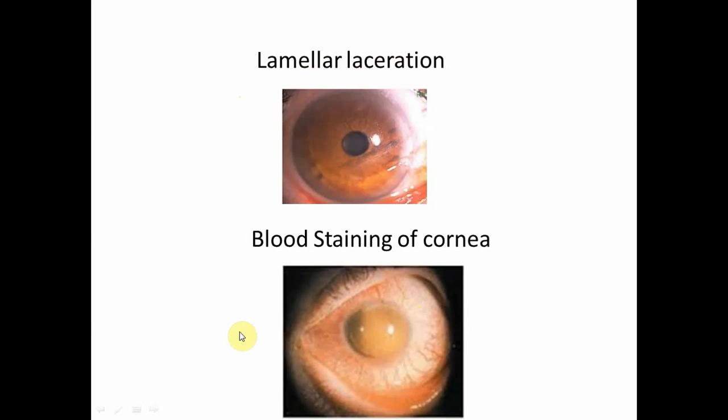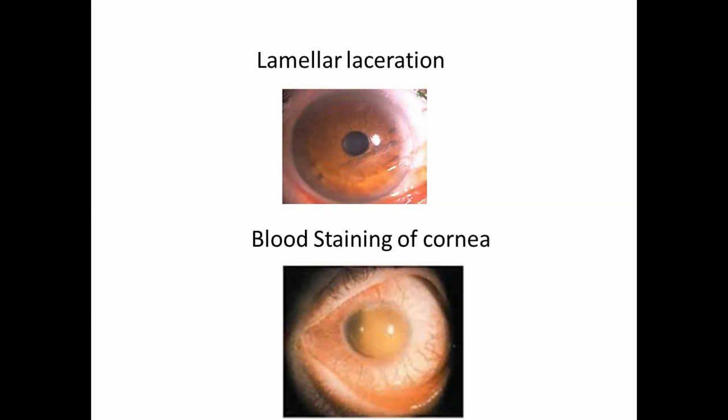Lastly is blood staining of the cornea. So why is there blood staining of the cornea? This is basically because of hyphema. Hyphema is blood in the anterior chamber which is coming in contact with the inner surface of the cornea. And this takes place along with the increase in intraocular pressure. So hyphema and raised IOP are together responsible for blood staining of the cornea.